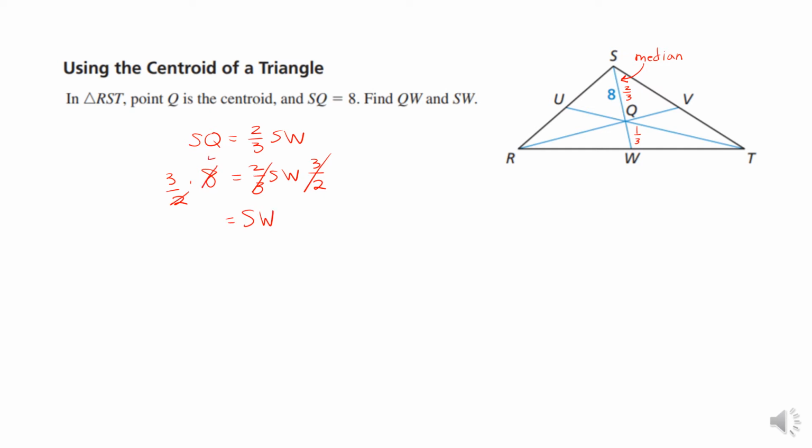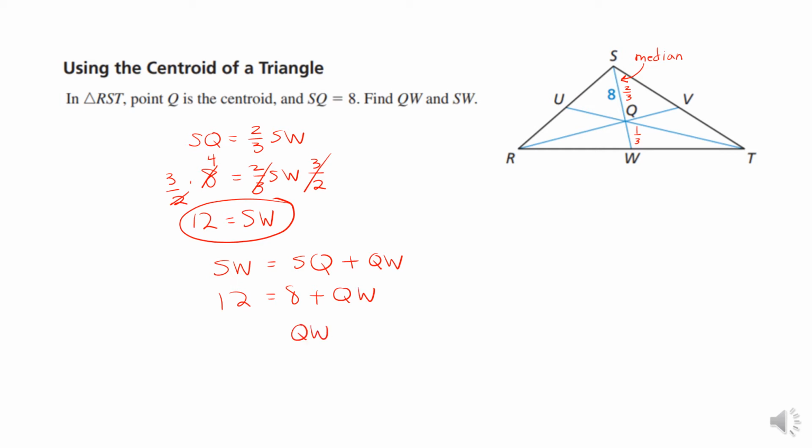2 goes in 8 4 times. 3 times 4 is 12. And that gives us the measurement of SW. Since SW equals SQ plus QW, then all we have to do is go 12 equals 8 plus QW, and that means QW equals 4. And those were the measurements that they asked us to find.